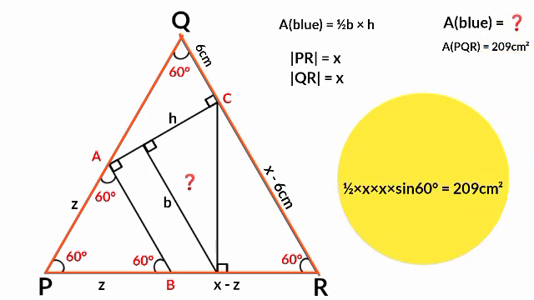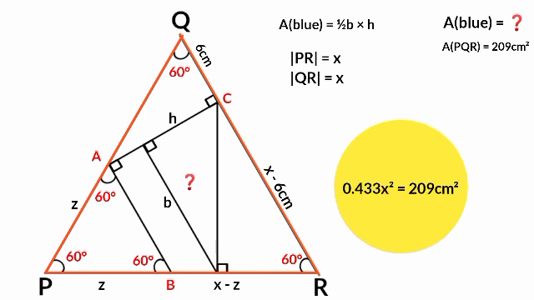So 1/2 times X times sine 60 degrees equal to 209 centimeters squared. 1/2 is 0.5. X times X is X squared. Sine 60 degrees is 0.866. 0.5 times X squared times 0.866 is 0.433 X squared. So 0.433 X squared equal to 209 centimeters squared.